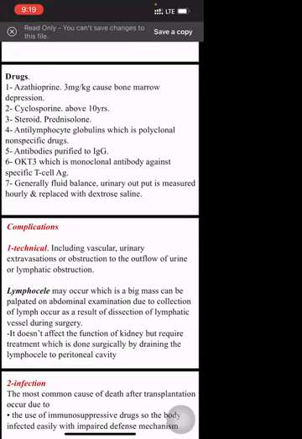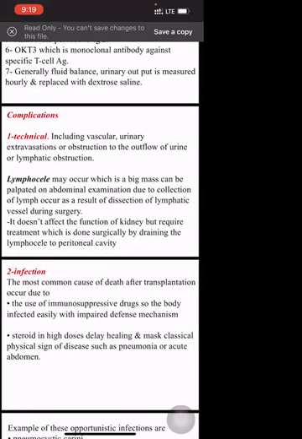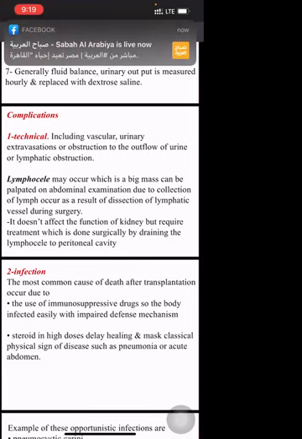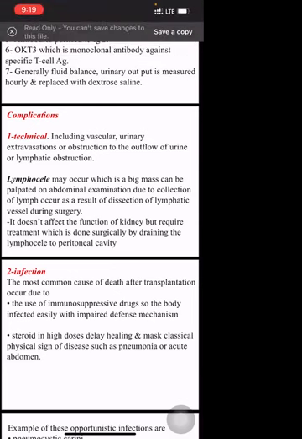Do balance between them and put the patient on the immunosuppressive therapy and see. Complication. At first, technical, include vascular, urinary extravasation, or obstruction to the outflow of urine or lymphatic obstruction. Lymphocele may occur, which is a big mass, can be palpated on abdominal examination due to collection of lymph, occurring as a result of dissection of lymphatic vessel during surgery. It does not affect the function of kidney, but requires treatment which is done surgically by draining the lymphocele to the peritoneal cavity.